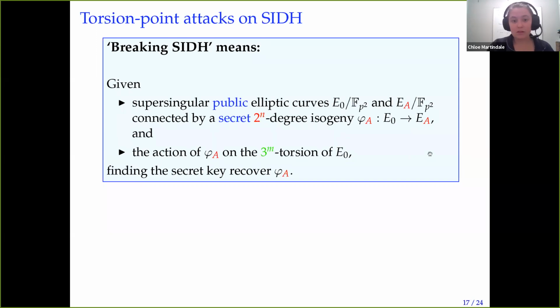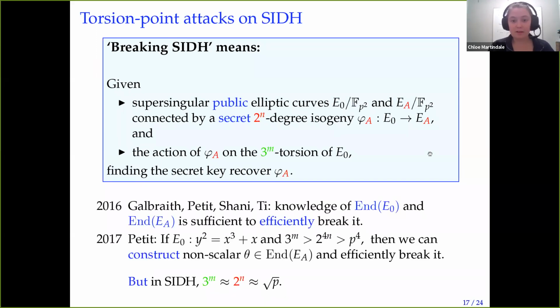Now I'm going to mention a couple of papers which talk about how to use these image points to do that, given stuff we don't necessarily have. So in 2016, Galbraith, Petit, Shani, and Ti showed that if you know the endomorphism rings, so remember that's the set of all the maps from the elliptic curve to itself, of both E0 and EA, then there's an efficient algorithm to break it, so to recover this phi A in some feasible amount of time.